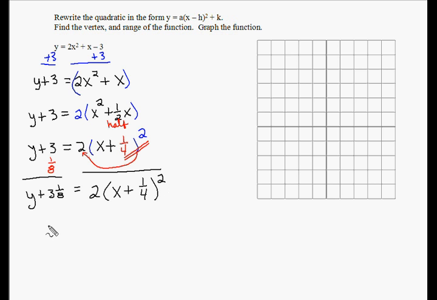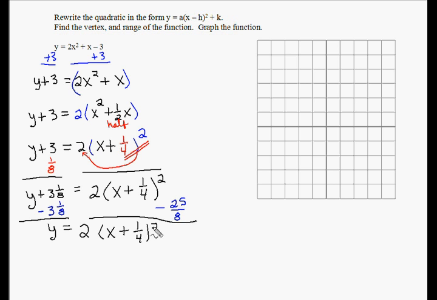Our last step is to try and get y alone. So y equals, we do that by adding a negative 3 1/8 to the other side. And 3 1/8 could be changed as an improper fraction, 25/8, which is negative. So now we have y equals 2 times x plus 1/4, that quantity is being squared, and we're subtracting 25/8.